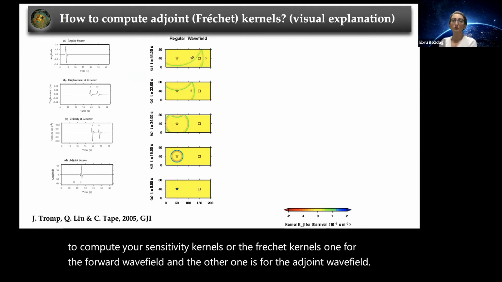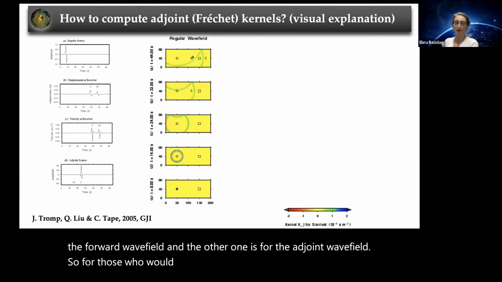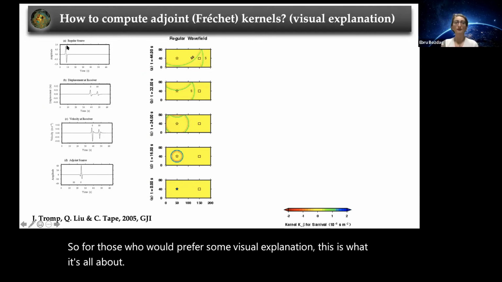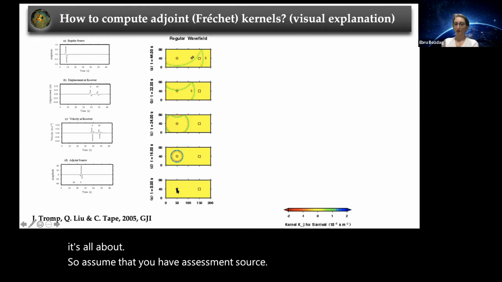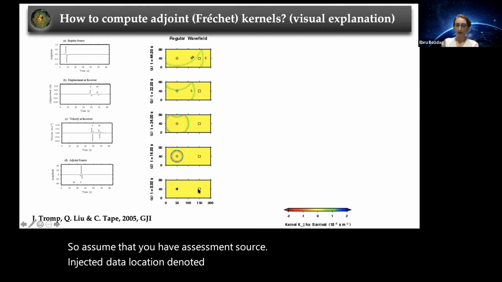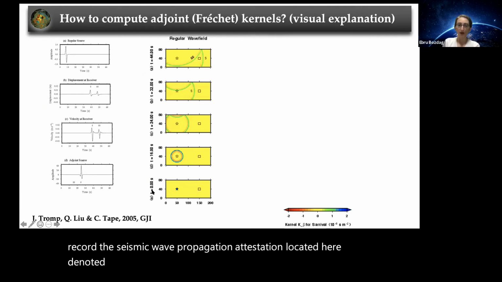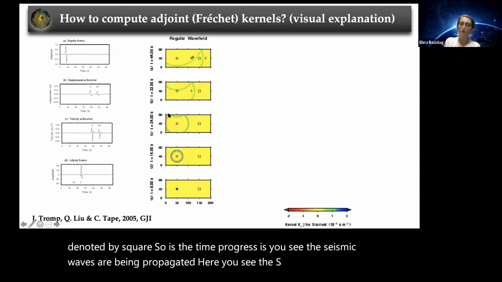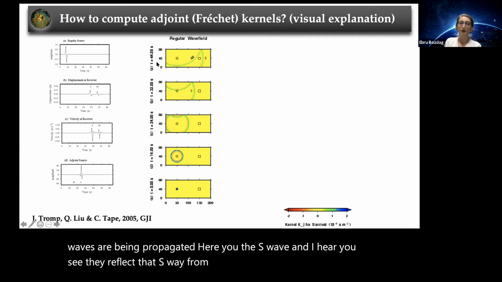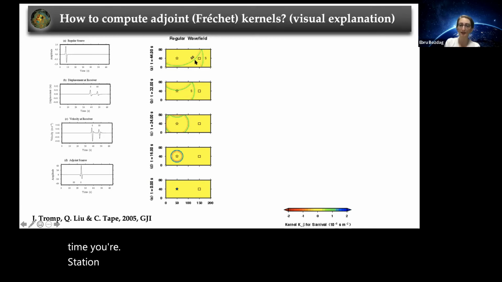So for those who would prefer some visual explanation, this is what it's all about. So assume that you have a seismic source injected at a location denoted by the star here, and you are going to record the seismic wave propagation at a station located here denoted by the square. As time progresses, you see the seismic waves being propagated. Here you see the S wave, and then here you see the reflected S wave from the free surface. And after a certain time, your station is recording S and SS waves.